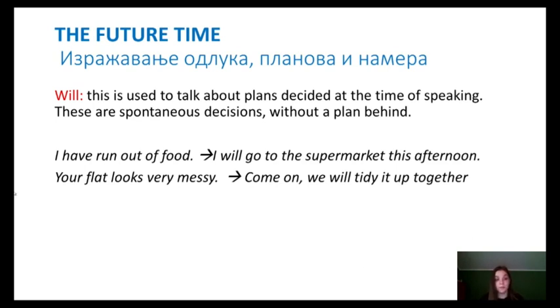Let's see some examples. I have run out of food. I will go to the supermarket this afternoon. Or, your flat looks very messy. Come on, we will tidy it up together.